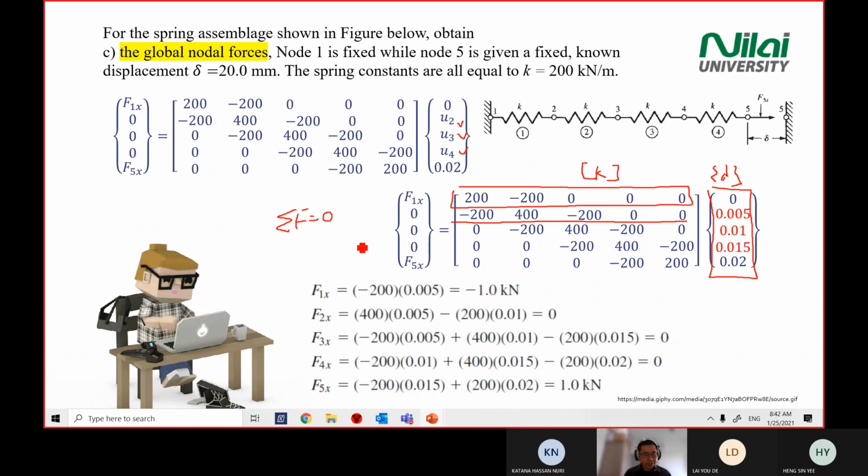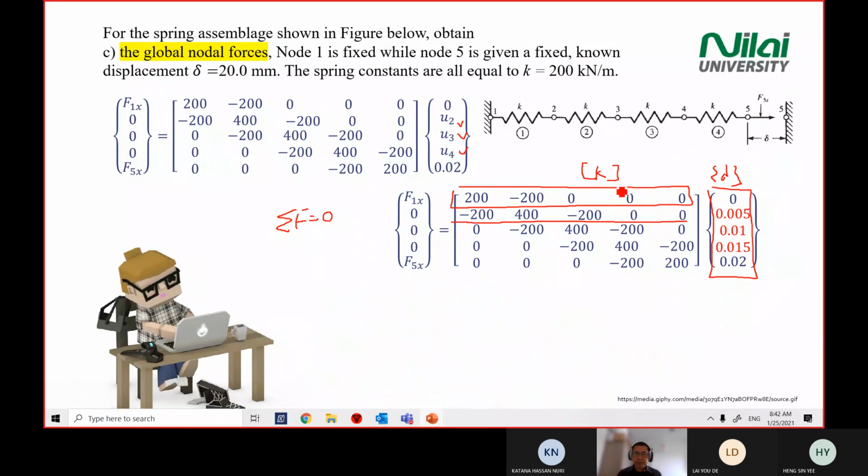Okay, any question for section C? Any question you want to ask me? Anything that doesn't make sense to you, or you don't understand why suddenly that particular number comes up? Sir, we just found F5x to be 4 kilonewtons, right? With the formula for springs. Oh, you mean this one? Yes. You mean point number 5?